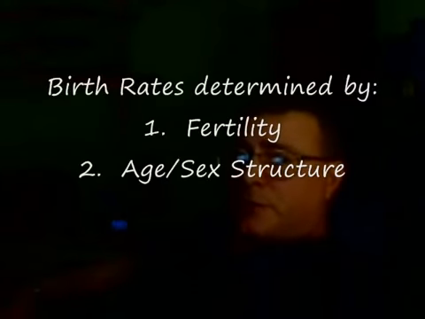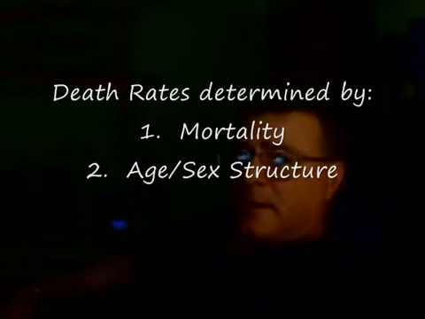Birth rates and death rates are each determined by 2 factors, one of which they share in common. Birth rates are determined by fertility and by the age and sex structure of the population. Death rates are determined by mortality and the age and sex structure of the population. I'm going to talk in this video a good deal more about birth rates than death rates. So let's look at birth rates, and that first determinant, which was fertility.